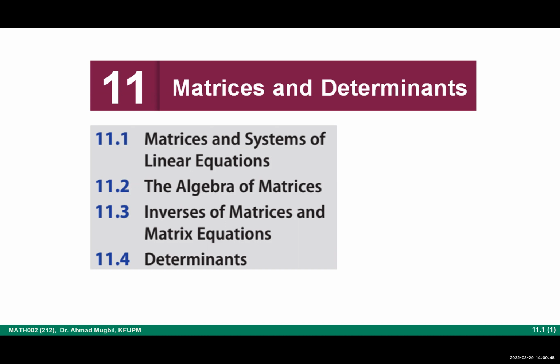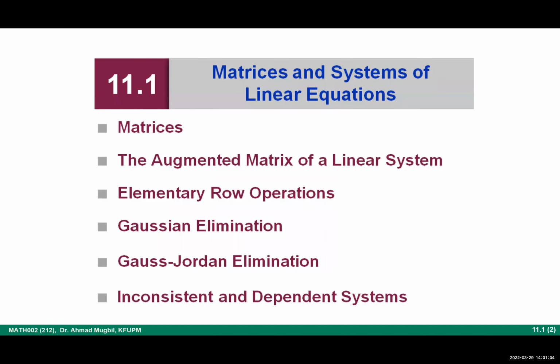Chapter 11 is about matrices and determinants. We have 4 sections in this chapter. 3 of them will be about matrices, and the last one will be about the determinants of matrices. In the first section, we will study the relationship between matrices and linear systems.